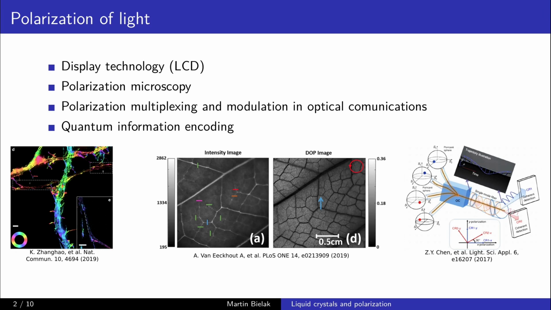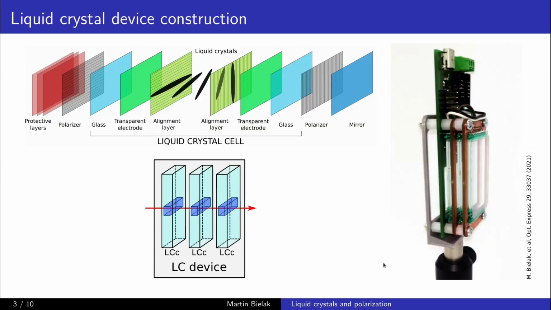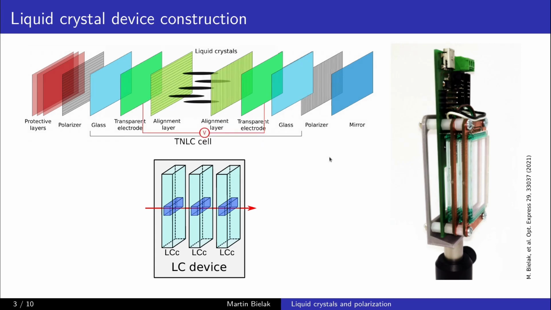The liquid crystal display is composed of a liquid crystal cell surrounded by polarizers, protective layers, and mirrors. The liquid crystals inside the cell take a twisted shape defined by unequally oriented alignment layers. When voltage is applied to the electrodes, the crystals change their tilt angles and thus the output polarization state is changed.